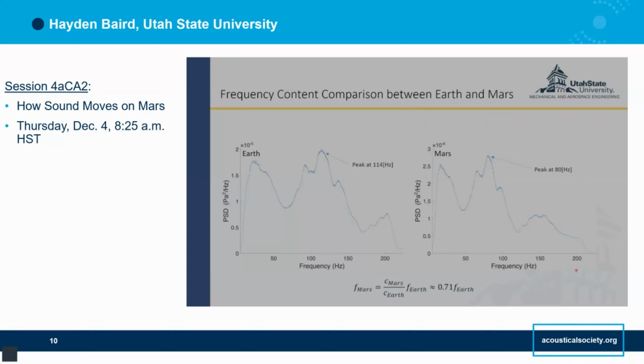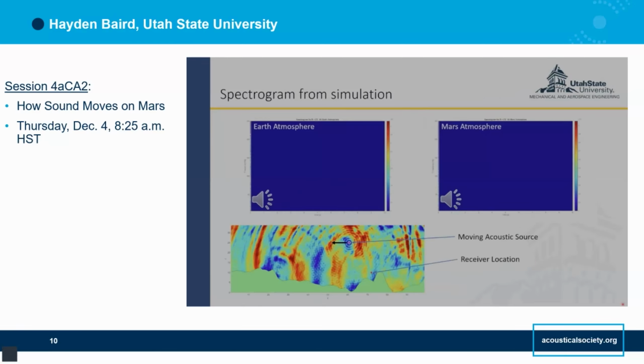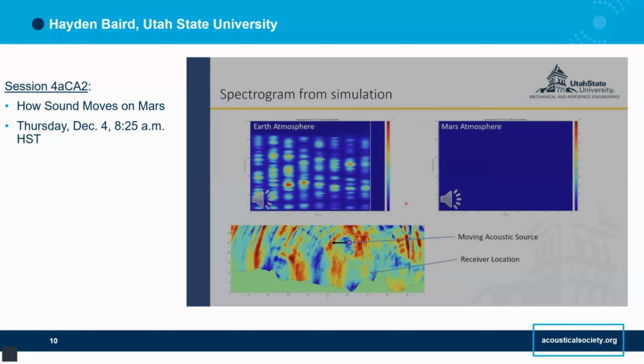So what would we hear if we were actually there? These spectrograms will give us a visual representation of frequencies recorded that we can also audibly hear. Let's hear what a receiver in an Earth atmosphere recorded. What does that same receiver sound like on Mars?